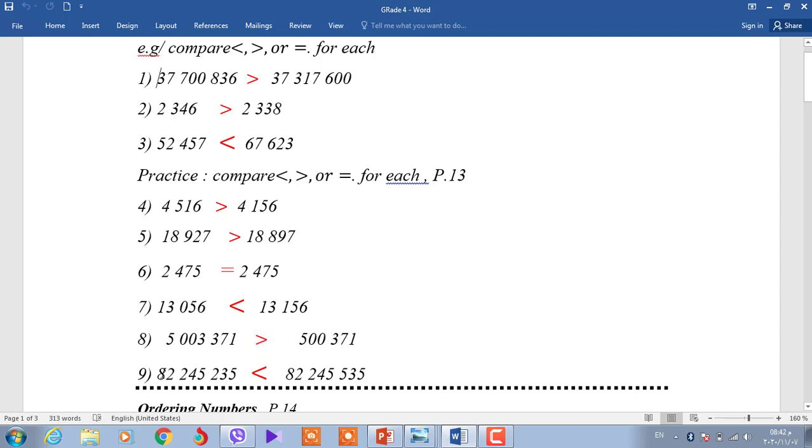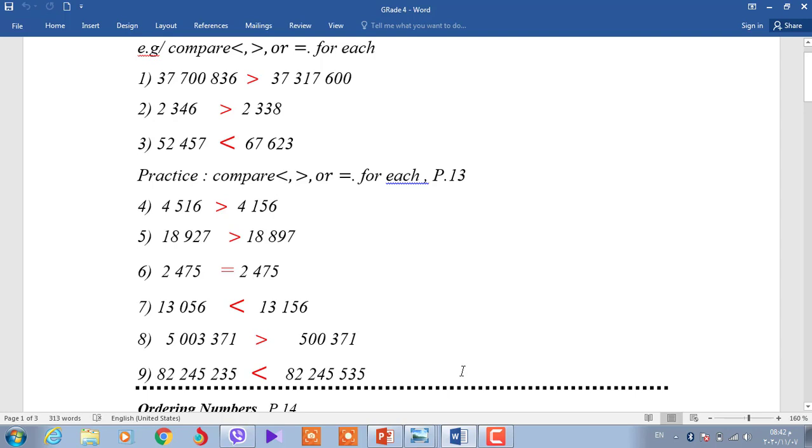In 9 we have 82,245,235 and 82,245,535. We have 2 in hundreds and we have 5 in hundreds. Because 5 is greater than 2, 82,245,535 is greater than 82,245,235. I think that's enough for this lesson.